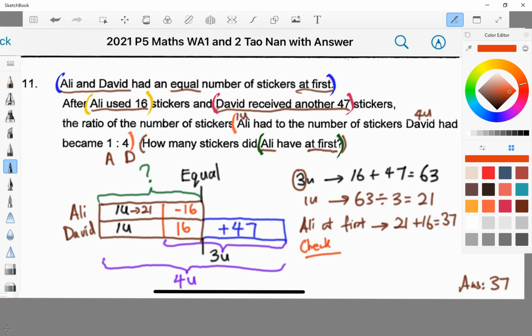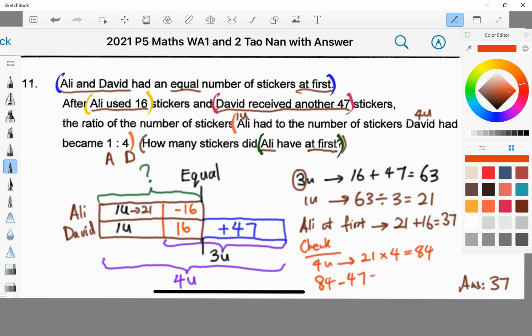So David in the end is 4 units. If it's 4 units, it will be 21 times 4. And that will get us to 84. And since Ali and David had an equal number of stickers at first, if I can find David at first, it will also be the answer for Ali at first. So I'll take 84, which is David in the end. I will subtract away 47.